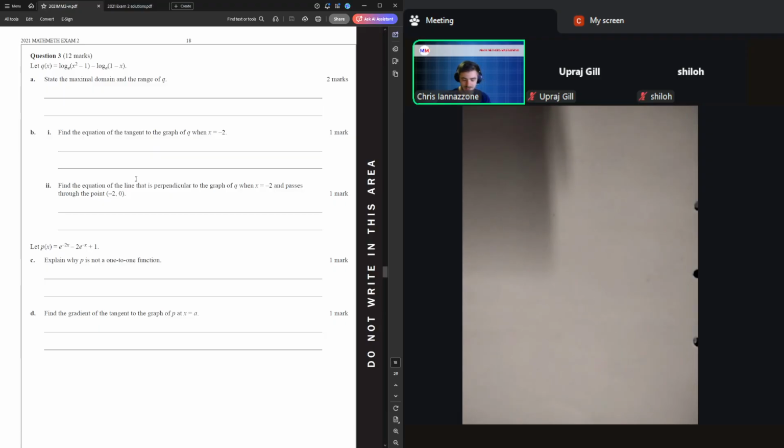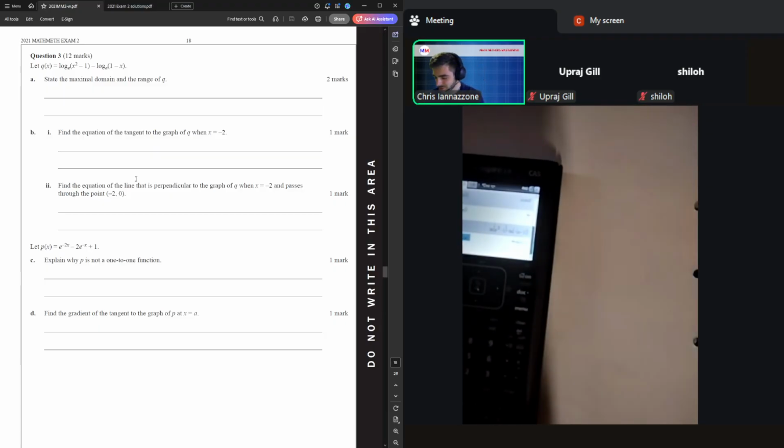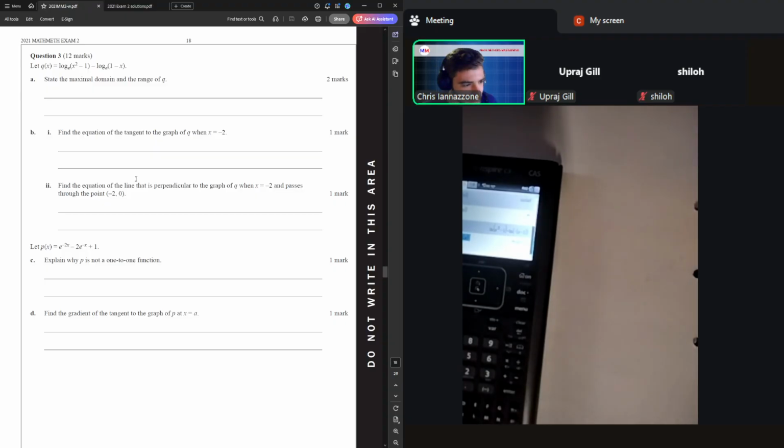I just noticed my Casio has decided to resurrect itself because for a while it was on 1 bar, and for whatever reason today it's decided it wants to be on 2 bars.